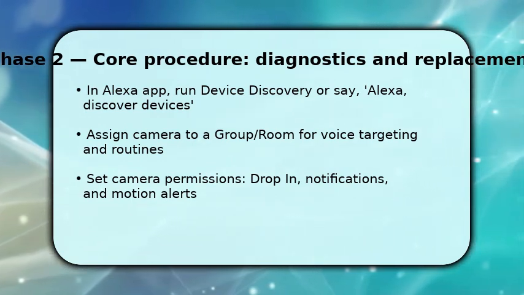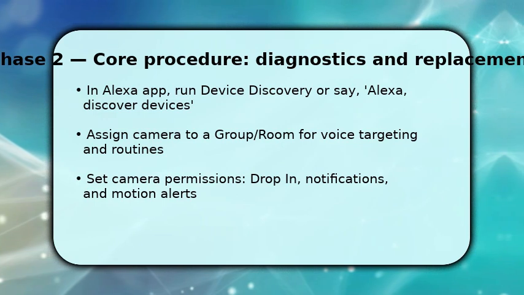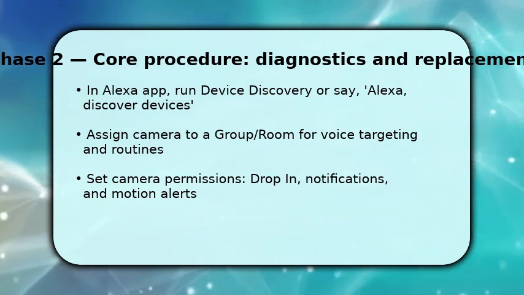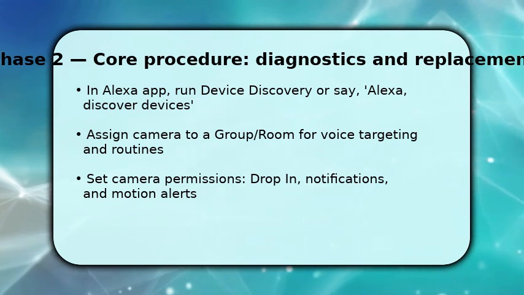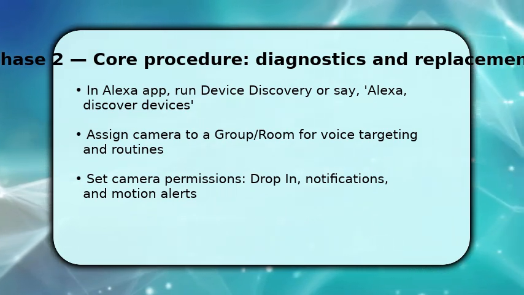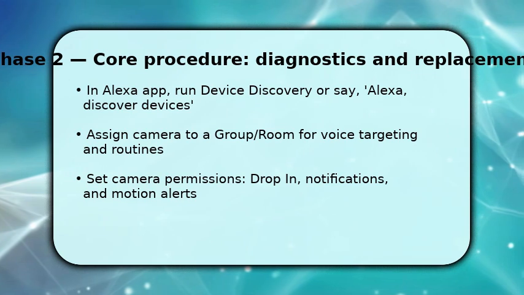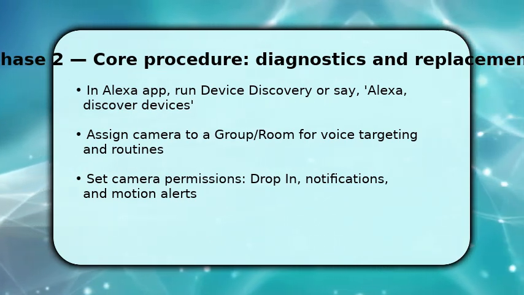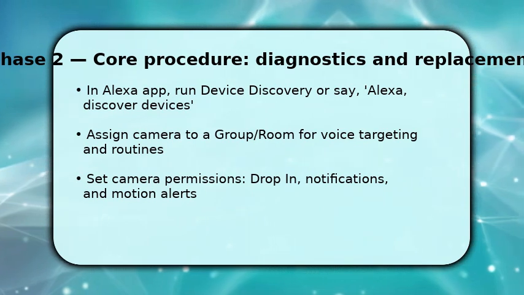Once Alexa lists your camera, assign it to a group or room so voice commands target the right device and routines trigger correctly. Also, set permissions for drop-in, notifications, and motion alerts in both Ring and Alexa so events show up in the app and on Echo Show. This ensures control and expected behavior.